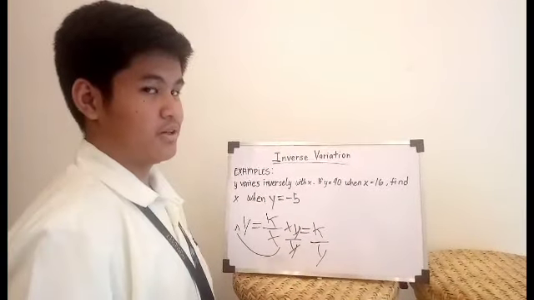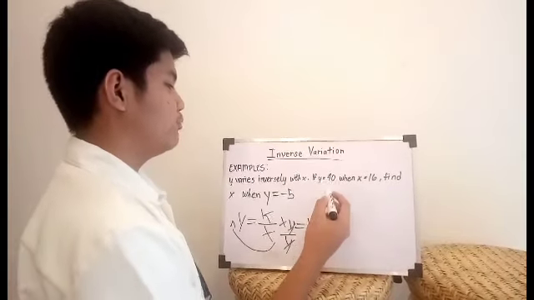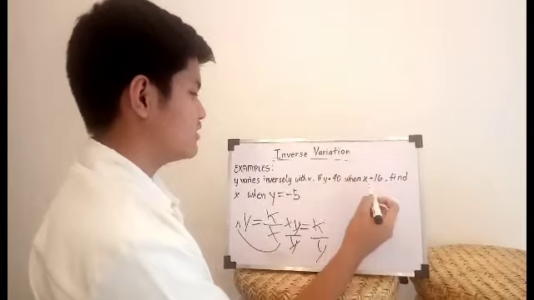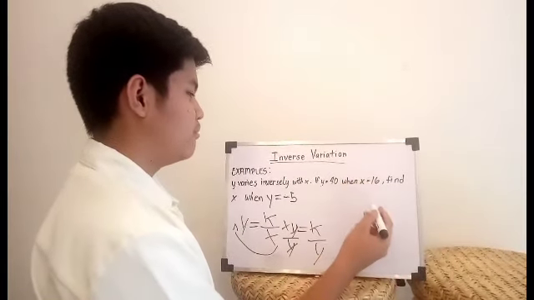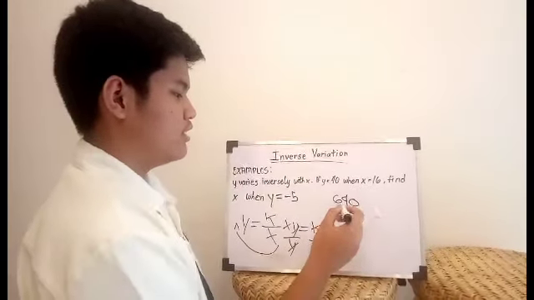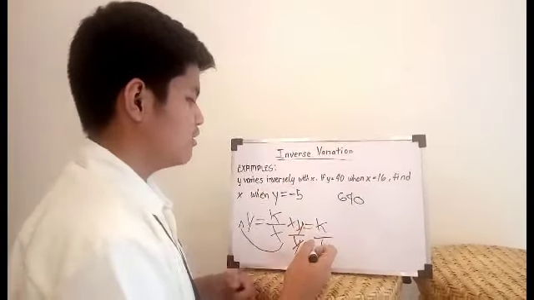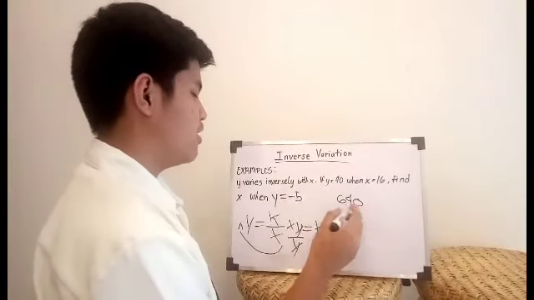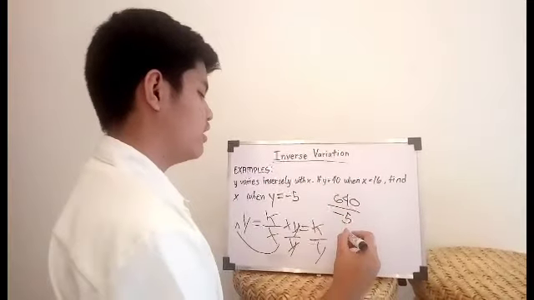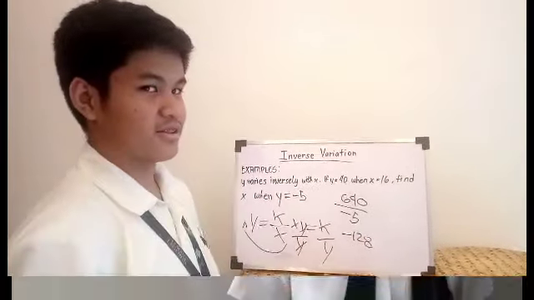So the next step is finding the k. To find the k, you have to multiply 40 and 16 since they're y and x. So we're going to multiply them and we're going to get 640. And that is our k. So the next step is doing the formula now. So I have to divide 640 by negative 5. And if we divide that, we'll get negative 128. And that is our x.